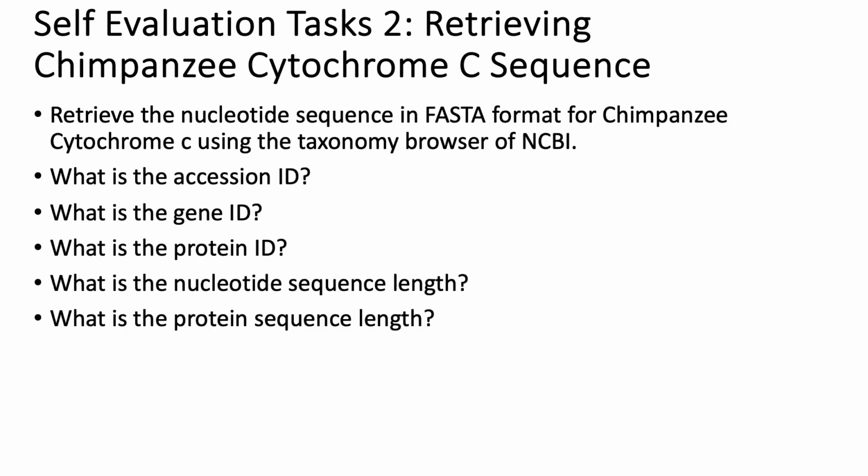Task 2 is to retrieve the chimpanzee cytochrome C sequence. The first question is to retrieve the nucleotide sequence in FASTA format for chimpanzee cytochrome C using the taxonomy browser of NCBI. What is the accession ID? What is the gene ID? What is the protein ID? What is the nucleotide sequence length? What is the protein sequence length?